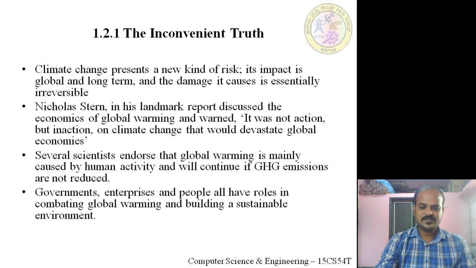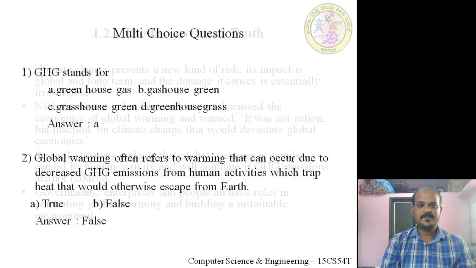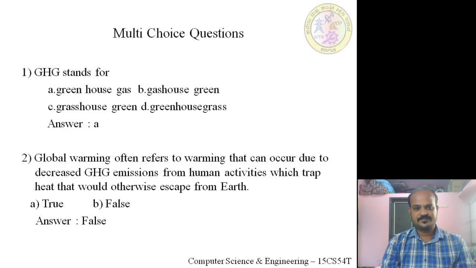Inconvenient truth. So next we'll move on to some of the multiple-choice questions. Okay, so here the first question is: GHG stands for. So here they are asking the full form of GHG. So you can see what options are given. First option is greenhouse gas, second option is gas house green, third option is grass house green, and fourth one is greenhouse grass. Okay, you know that the correct answer for GHG is greenhouse gas, which is mentioned in option A. So that's why the correct answer is A.